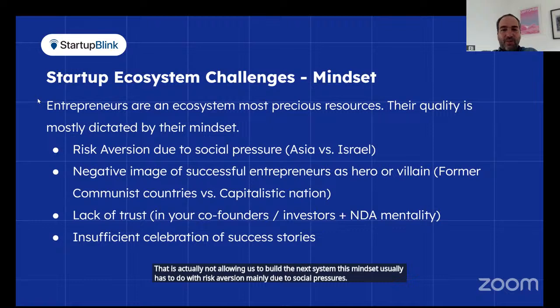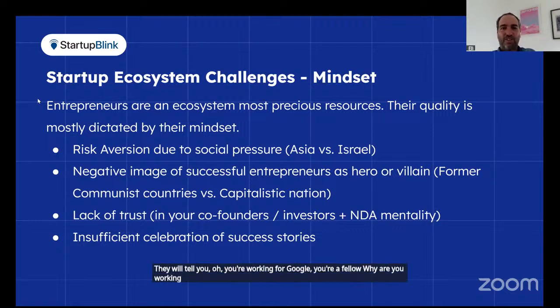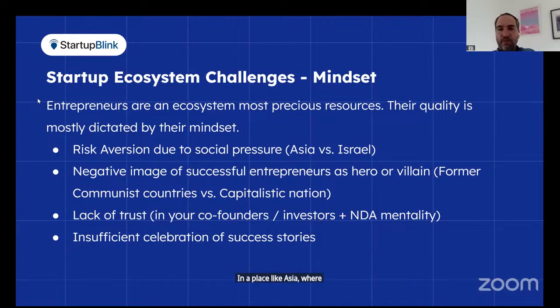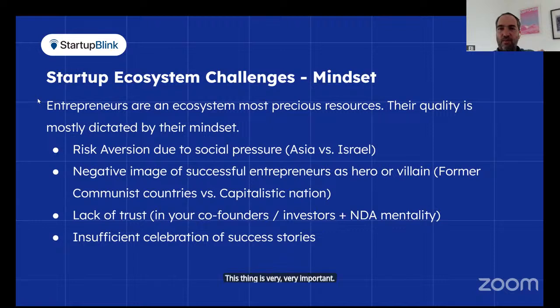So the idea over here is that if you compare places like Asia and Israel, if you don't start a startup, people will mock you. They'll tell you, oh, you're working for Google? Why are you working for Google? Here's your startup. In a place like Asia, or in some cases in Europe, in some societies, people actually pressure you not to open a startup and to get a job. This thing is very, very important: what the society thinks about you and how risk averse you are.